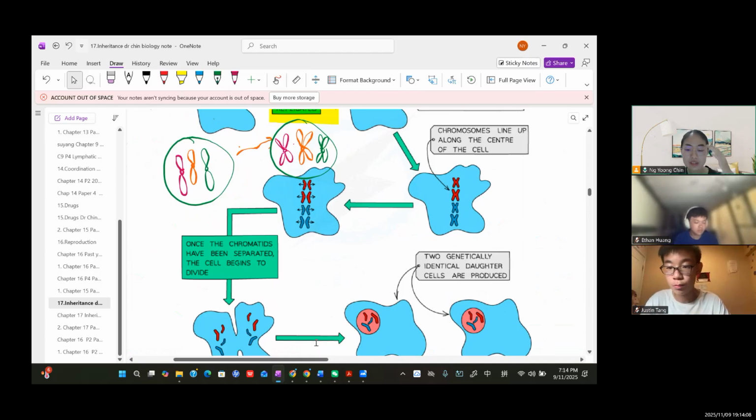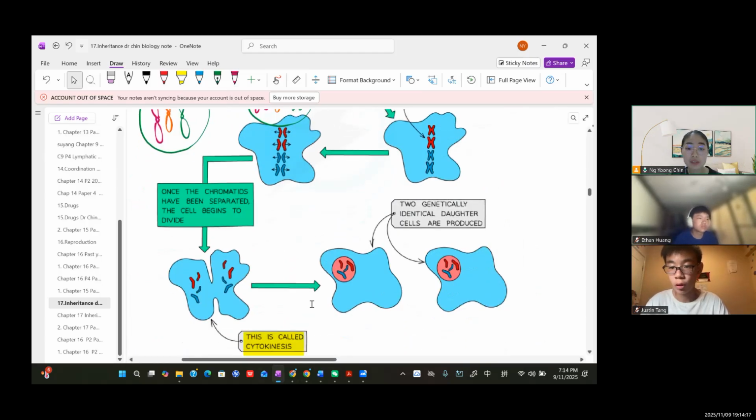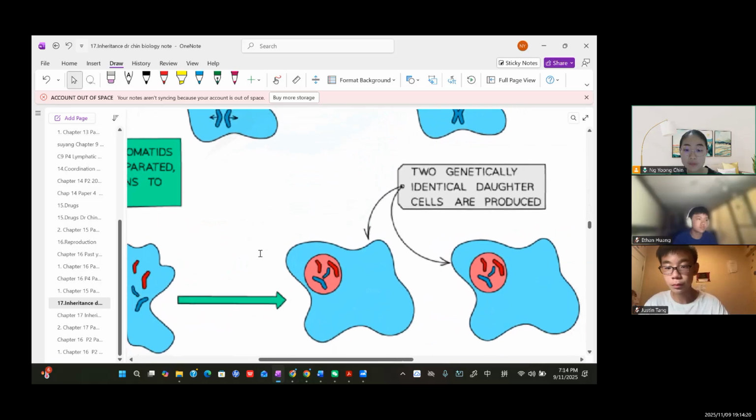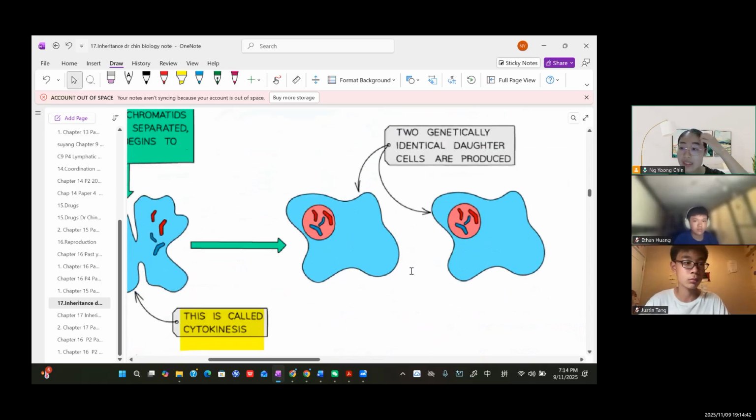So after they line up at the equator, they will divide by the shortening of the spindle fiber. So now they will become like this. So you can see, each of the daughter cells contains the chromosomes. So these two daughter cells, do they have the same genetic material as the parent cell? Yes or no? Do these two daughter cells contain totally the same genetic material as the parent cell? Yes or no?